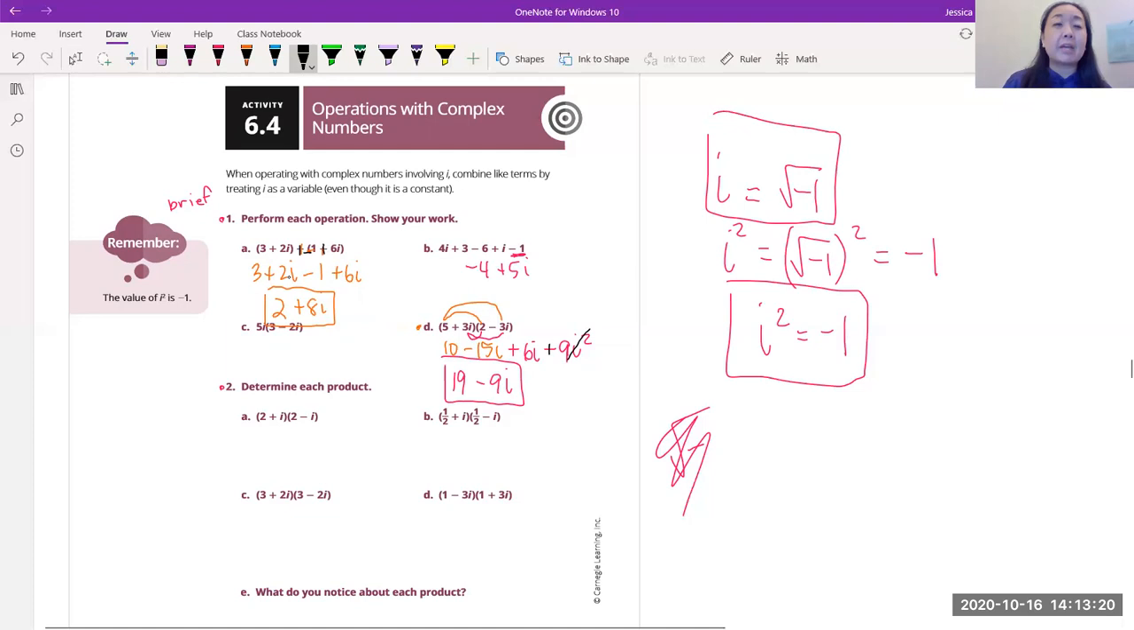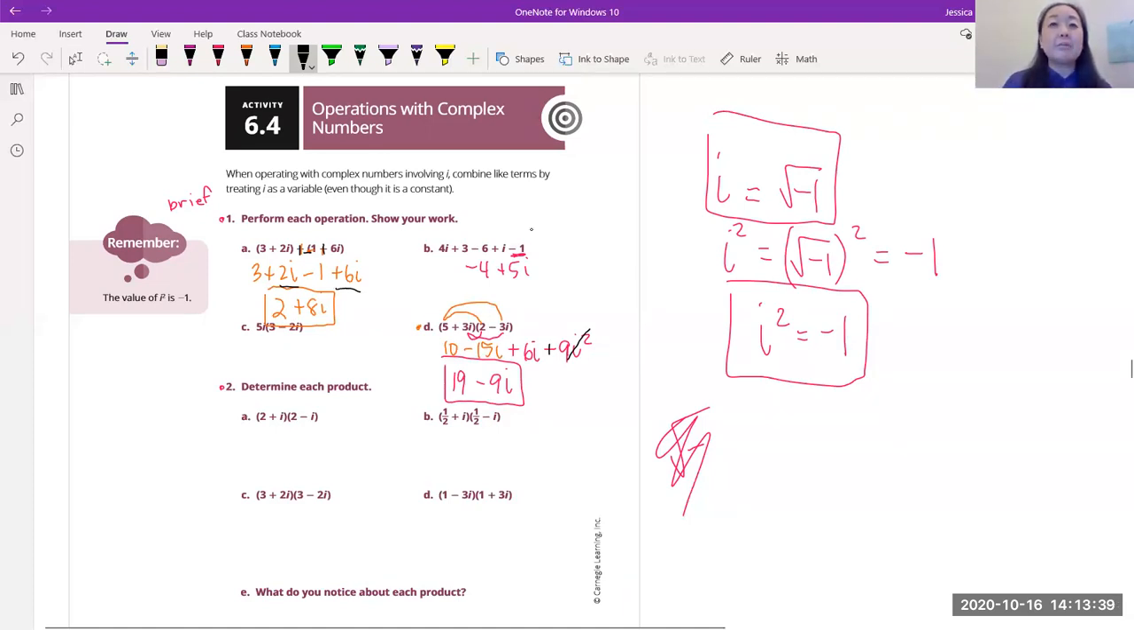Sorry, guys. Okay, so now we're going to take all our real parts, right? So 3 minus 1, which is 2. And then we're going to take all our imaginary parts, right? So there's 2i right here, plus 6i, which would be 8i. That's it. 2 plus 8i. That's your new number, now that we added those two complex numbers together.